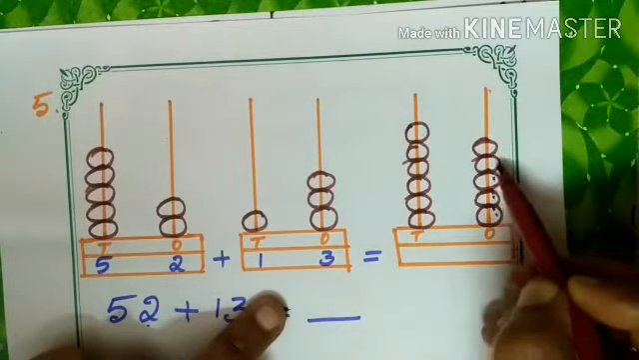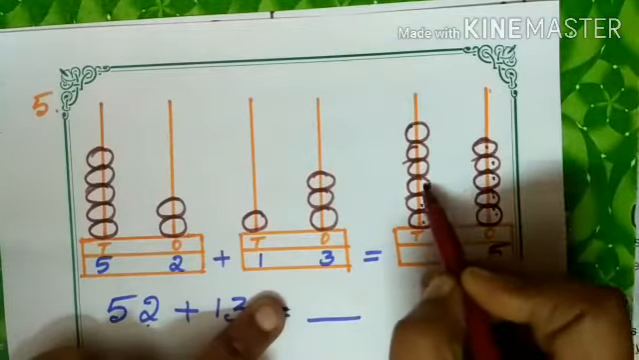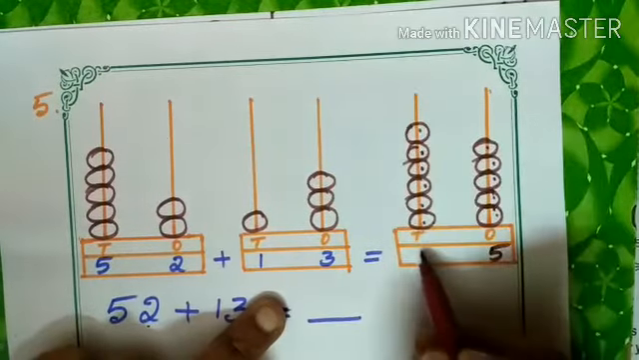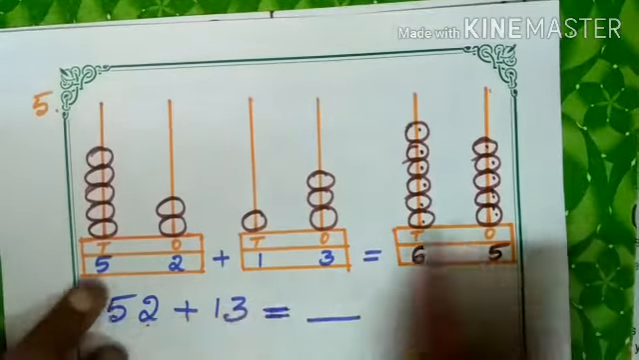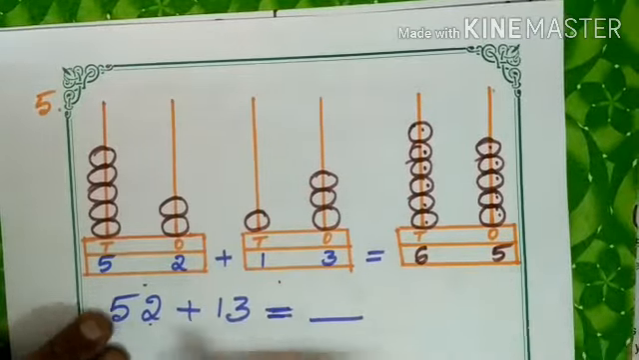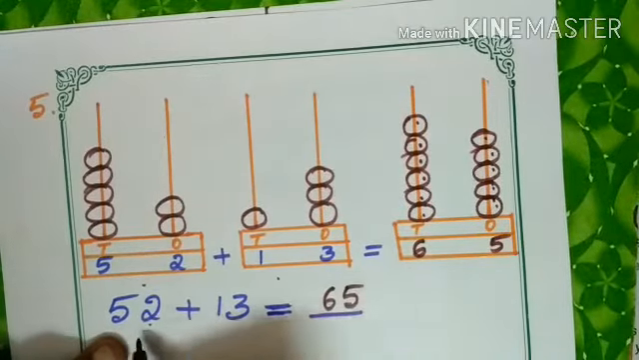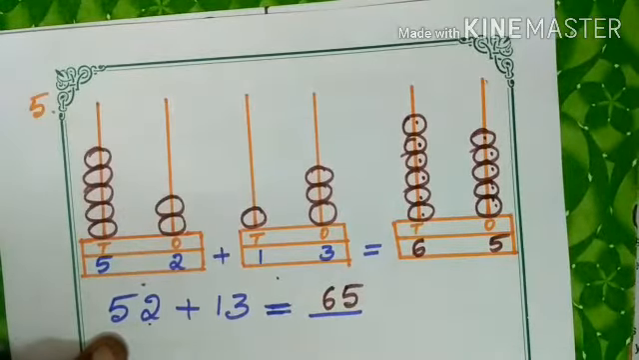1, 2, 3, 4, 5. Right here 5. Here 1, 2, 3, 4, 5, 6. Now total beads are 6. Now 52 plus 13 equals 65. Right here the sum is 65. 52 plus 13 equals 65.